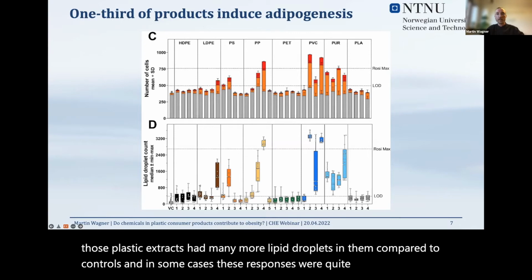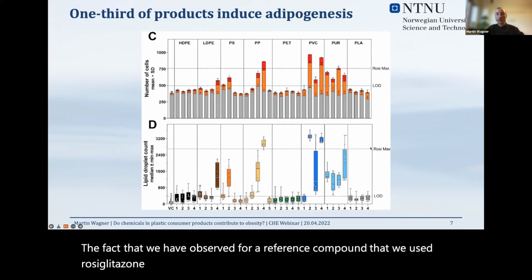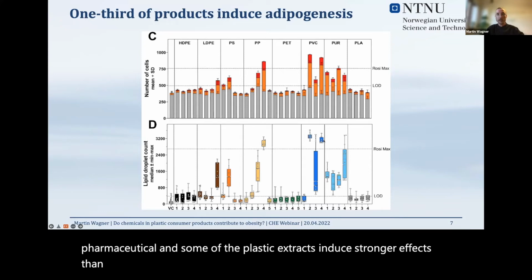So you see over here, the dotted line is the maximum effect that we have observed for a reference compound that we used, rosiglitazone, a quite potent metabolism-disrupting chemical, pharmaceutical. And some of the plastic extracts induce stronger effects than that pharmaceutical. So the responses are quite potent.